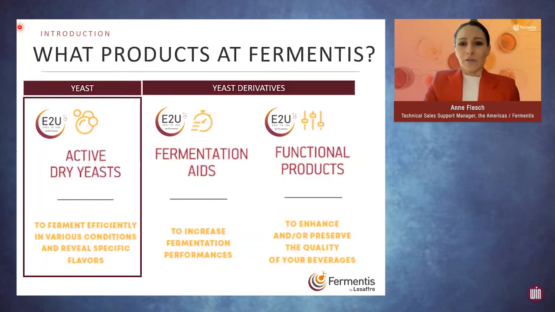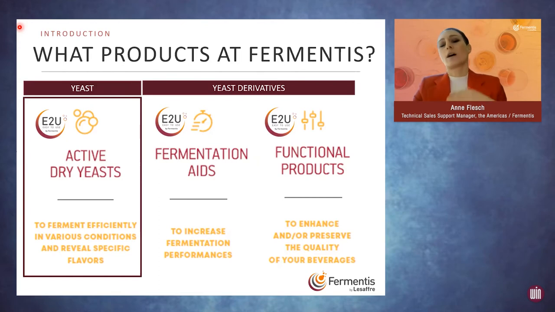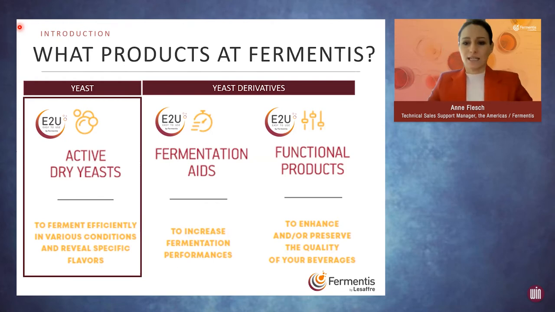So quickly, Fermentis, like I said, for winemakers, we have a whole portfolio distributed by ATP Group based on two categories of product: yeast under the form of active dry yeast, obviously to ferment efficiently in various conditions and reveal very specific flavors and aromas in wine. And then we have yeast derivative, either in the purpose of fermentation aids, so to increase fermentation performance, or functional products. There are really yeast derivative dedicated to enhance, preserve the quality of your beverage.